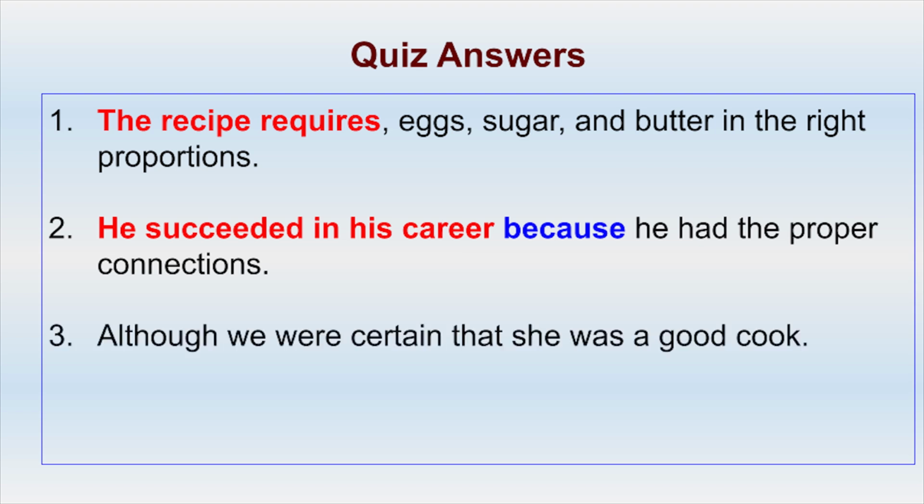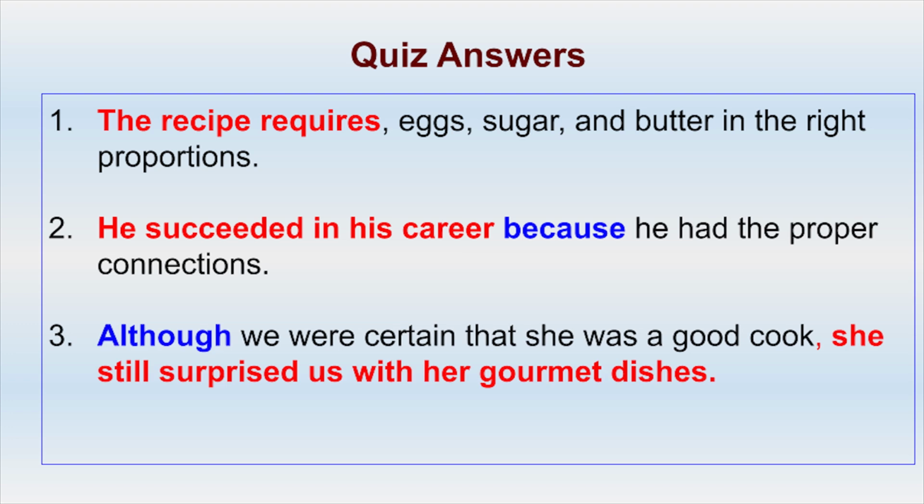Number 3, although we were certain that she was a good cook. The fragment begins with a subordinating conjunction, although, but doesn't complete the idea. By adding "she still surprised us with her gourmet dishes," the sentence now expresses a complete thought. Although we were certain that she was a good cook, she still surprised us with her gourmet dishes.